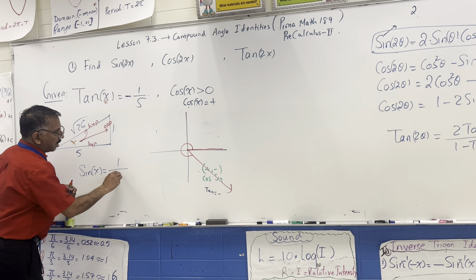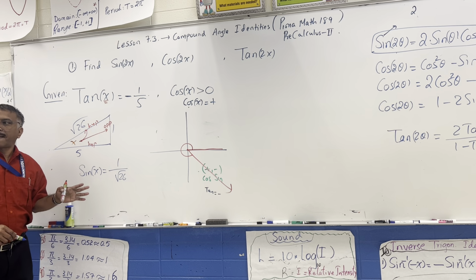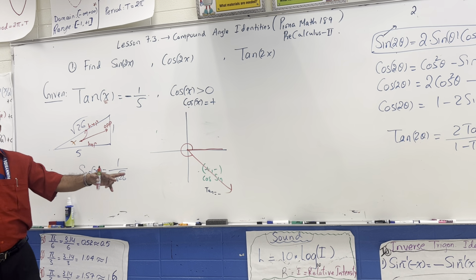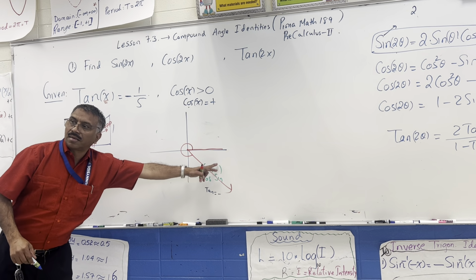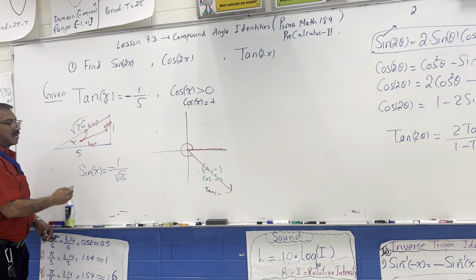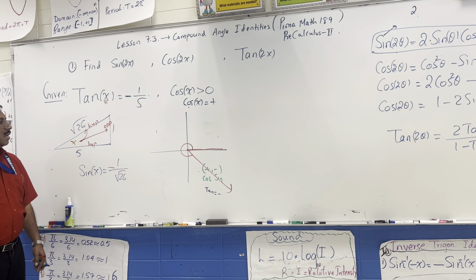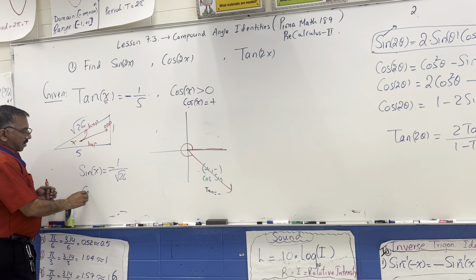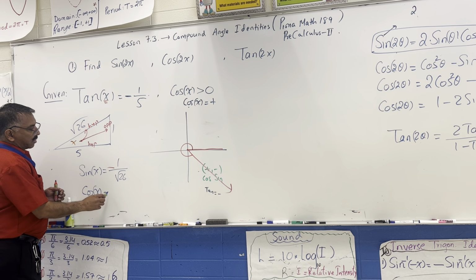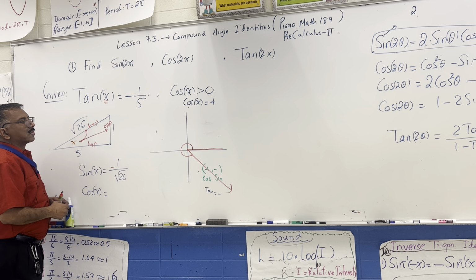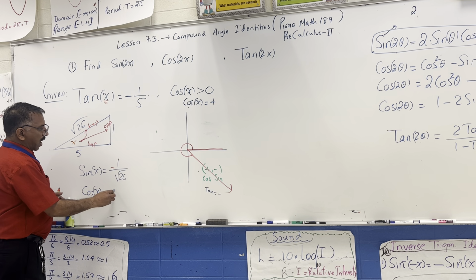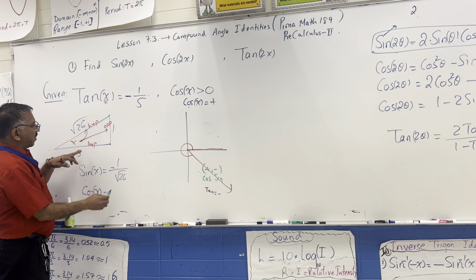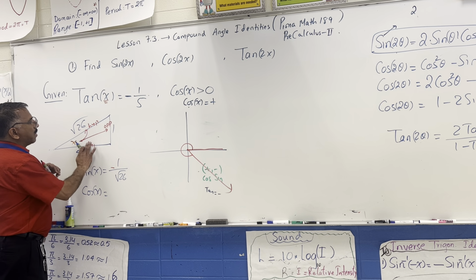The question is positive or negative? That's the main thing now. Which quadrant are we talking about? Negative. So it has to be negative. See how beautiful this is? So nice. What about cosine of x? It's 5/square root of 26, yeah, it's adjacent, right? So this is the, I made a mistake.